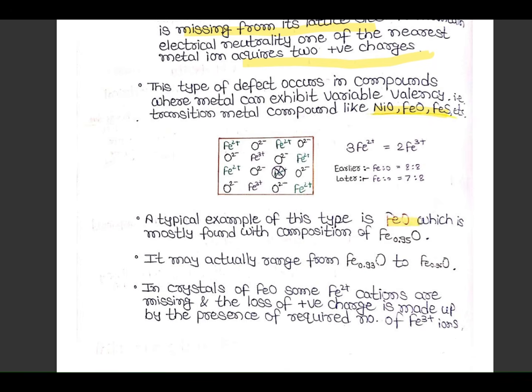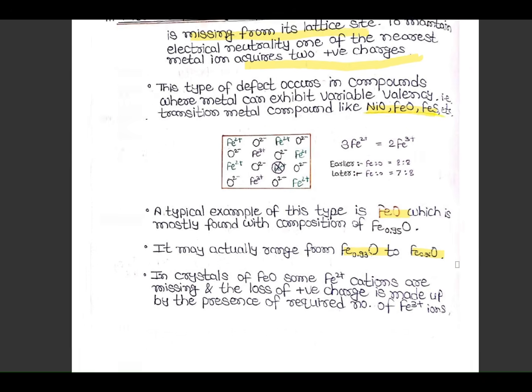Typical example is ferrous oxide, which is mostly found as Fe0.95O. It may also range from Fe0.93O to Fe0.96O. In a crystal of FeO, some Fe2+ cations are missing, and the loss of positive charge is made up by the presence of the required number of Fe3+ ions.